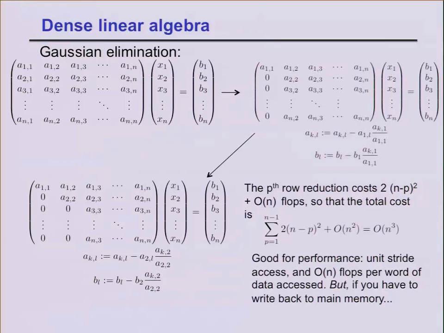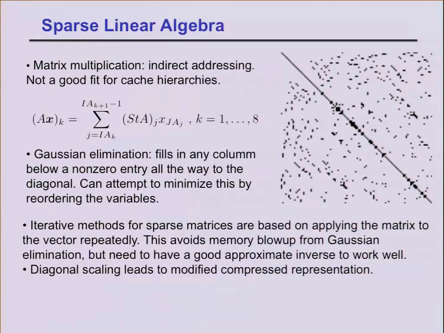because you're doing unit stride, and in fact, if you look in aggregate, you're doing n cubed operations ultimately, and n squared memory accesses. So that sounds like you're doing order n flops per word of data access. But if this is organized in a way where you have to write back to main memory, that can cause trouble. I'll show you a little bit more about that later as well.